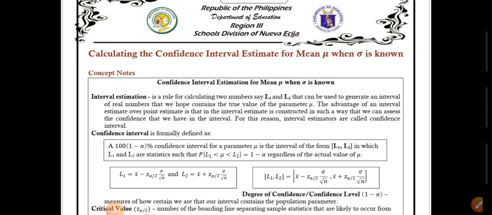Interval estimation is the use of sample data to calculate an interval of possible or probable values of an unknown population parameter, in contrast to point estimation, which is a single number.